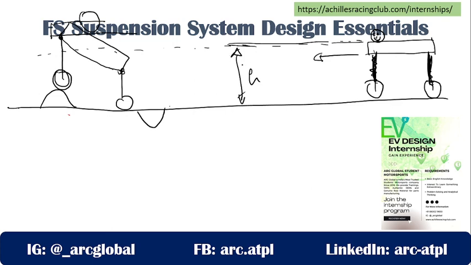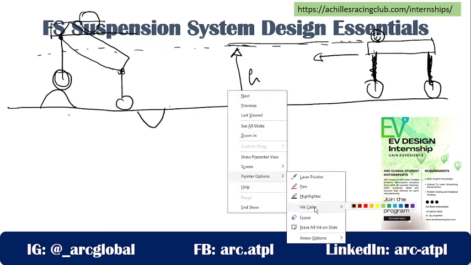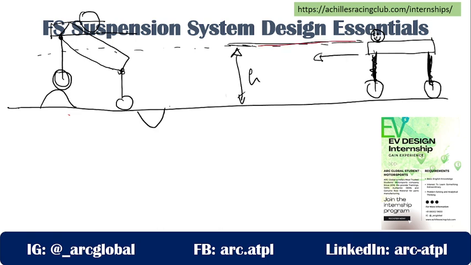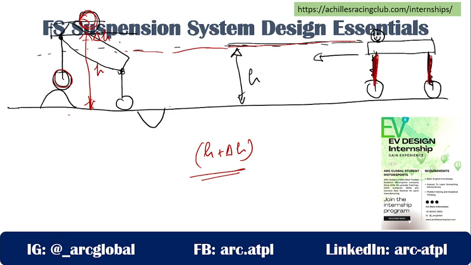Earlier I was seated at a height of h. But now, because of this bump, my height and my inclination changed to h plus delta h. There was no spring, this is just a solid connection. Usually, this is what you see in go-karts and pedal rickshaws. This is how your position will change, because your tire is just acting up with the terrain.